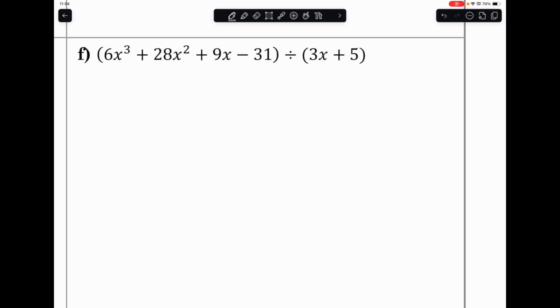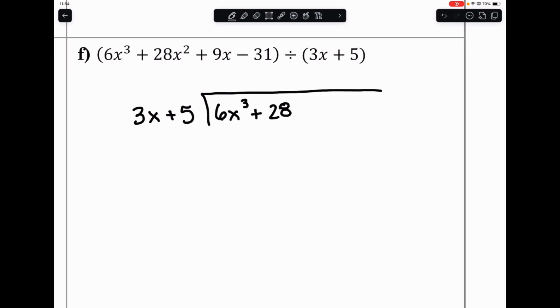Now this last example I'm going to go over using long division. I'm not going to use the template. I'm just going to set it up again here by hand. So we have 3x plus 5, our divisor, and in the division box is the dividend, 6x to the third power plus 28x squared plus 9x minus 31. So we begin by dividing 6 by 3. 6 divided by 3 is 2. So that's 2x to the second power.